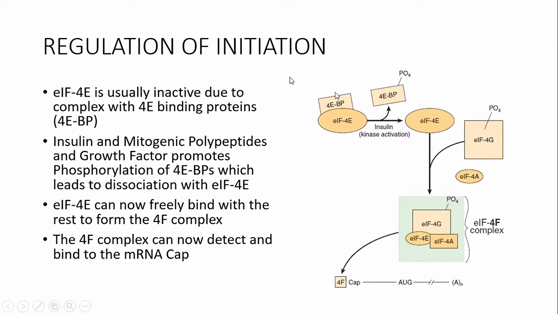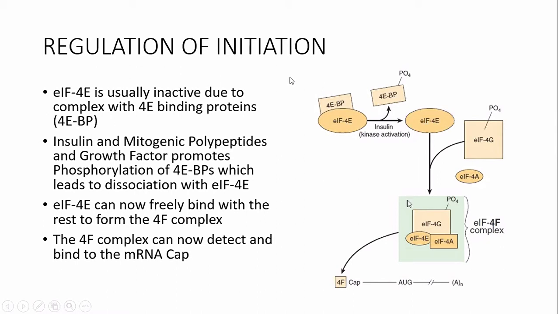Okay? With the help of your insulin and your mitogenic polypeptides and growth factors, it would promote phosphorylation, okay, of 4E binding protein. It would be deactivated, si 4EBP. Once deactivated, it would be removed kay EIF4E, then active na si EIF4E. Once activated na si EIF4E, it would form your 4F complex with 4G and 4A. Ito siya.